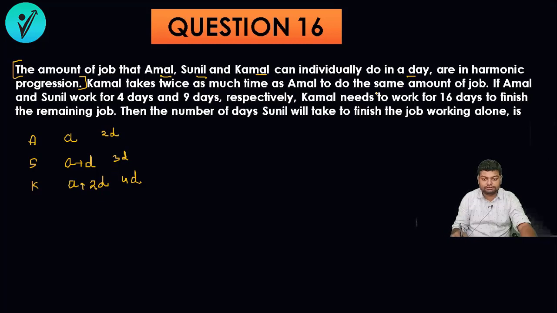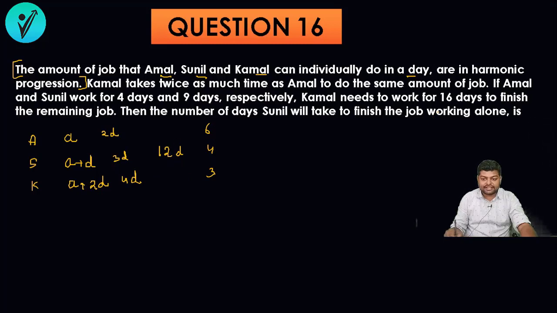Next. If Amal and Sunil work for 4 days and 9 days respectively, Kamal needs to work for 16 days to finish the remaining job. Now we have the days: Amal is taking 2D, Sunil 3D and Kamal 4D. First of all, we will assume the total value of the work, which is simply the LCM of it. The LCM is 12D. So the efficiencies will be 6, 4 and 3. Now we have the efficiencies of Amal, Sunil and Kamal: 6, 4 and 3.